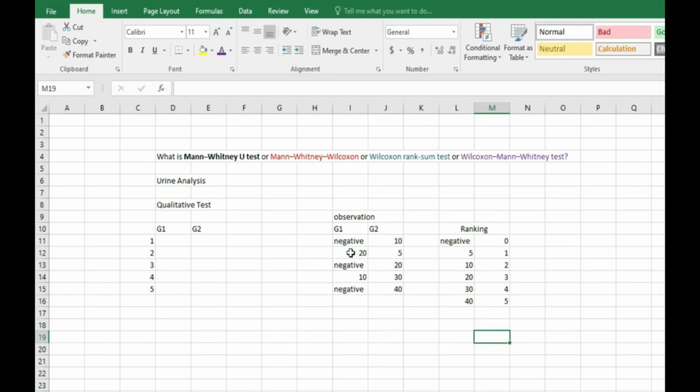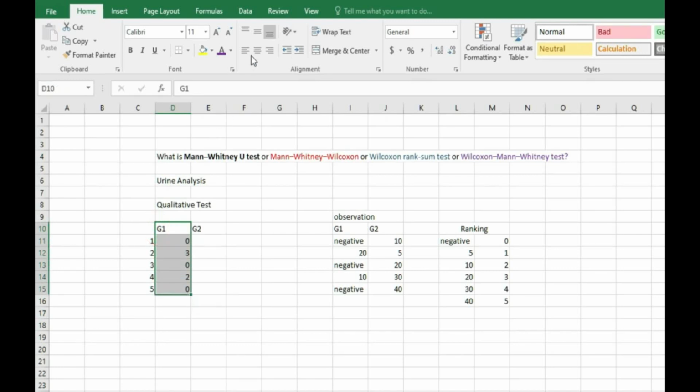Now we have to arrange it into G1 and G2 according to the observations. Negative we have ranked as 0, and 20 we have ranked as 3. Sorry, 10 we have ranked as 2, and again negative we have ranked as 0. Here we completed group 1. Likewise we have to arrange group number 2.